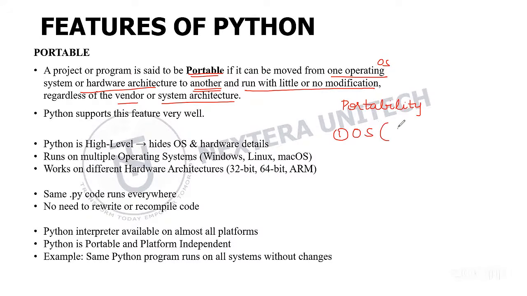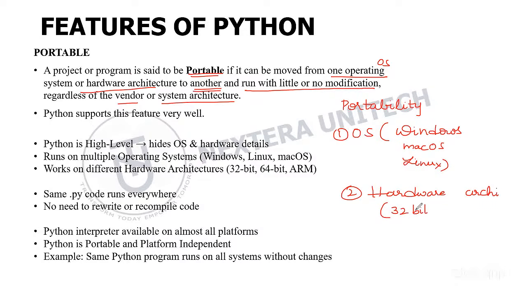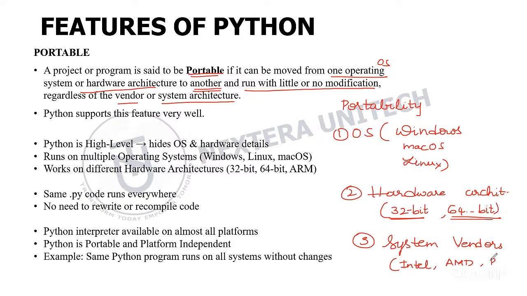Your portability basically depends on three factors. That are the OS, which is Windows or Mac OS or Linux. Second is hardware architecture, that can be 32-bit or 64-bit. The processor will execute 32-bit chunks of data in 32-bit hardware architecture, and 64-bit chunks of data in 64-bit hardware architecture. And thirdly, the system vendors, which are Intel, AMD, and ARM. So if a program runs on all of these without rewriting code, it is said to be portable.